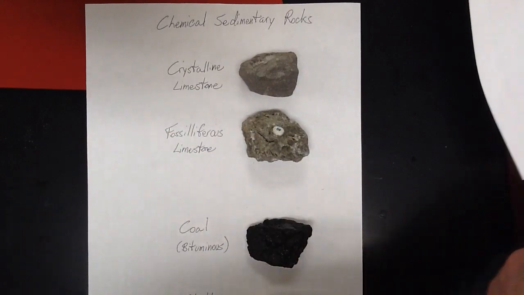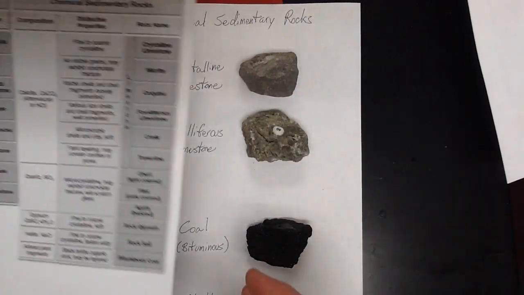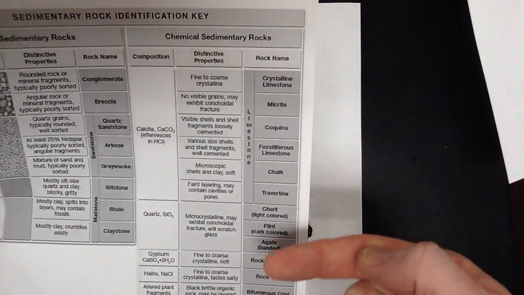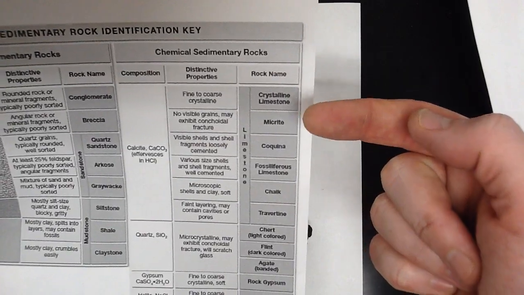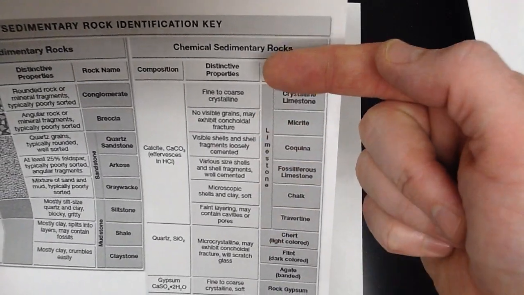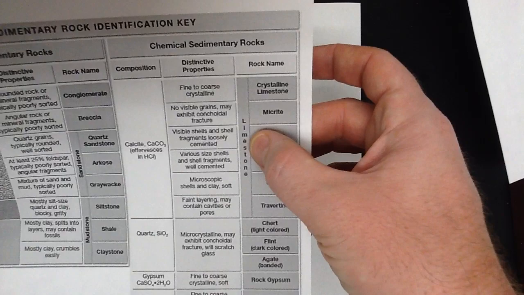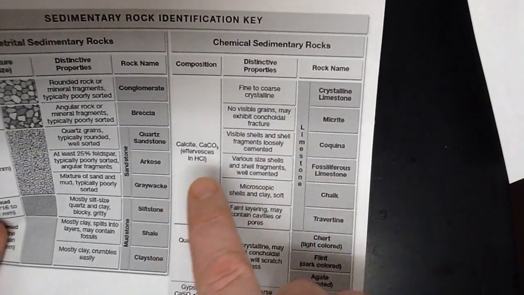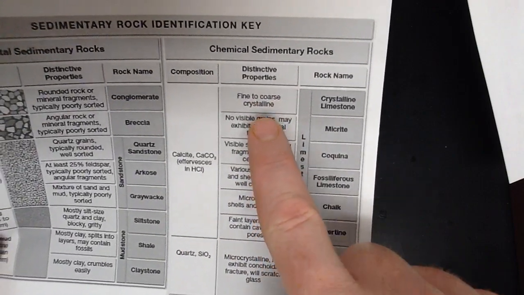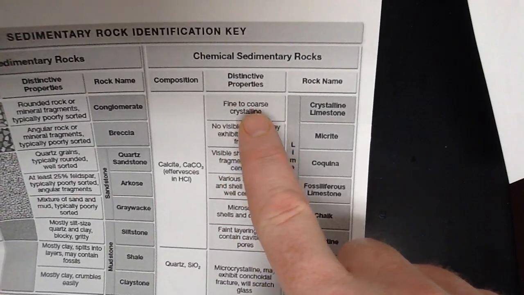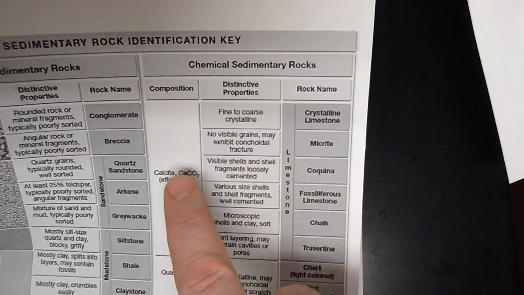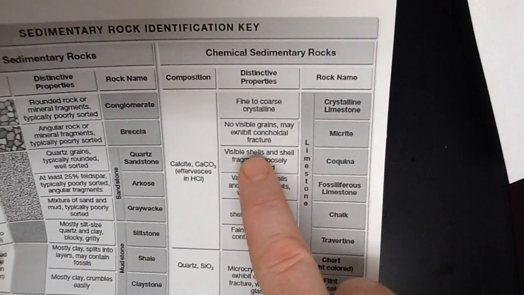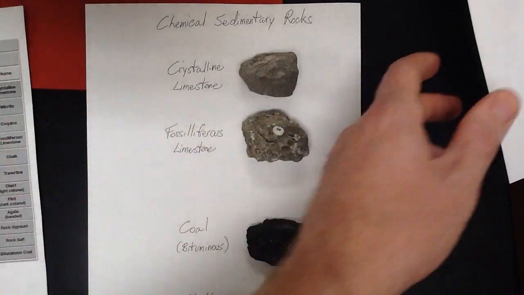So we're going to start off first, as you can see, with our crystalline limestone. So if you go over to the chemical sedimentary side, crystalline limestone is going to be on the top. Pretty much anything under this entire branch could be generally called limestone. They do have a couple different types depending on the size, pretty much. So crystalline limestone is going to have fine to coarse crystalline grains of calcite. If it's micrite, it's not going to have any grains. Coquina is basically going to be shells.